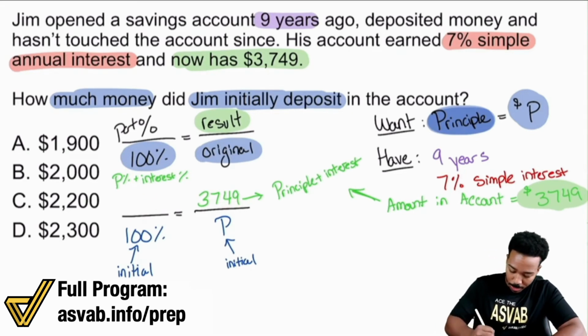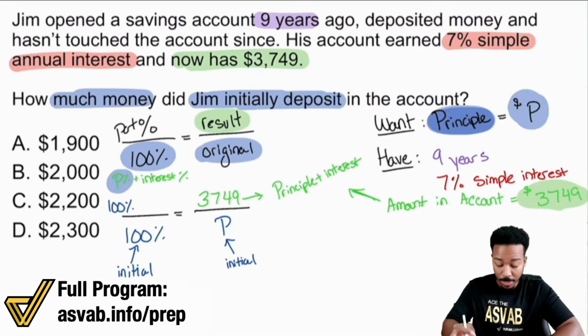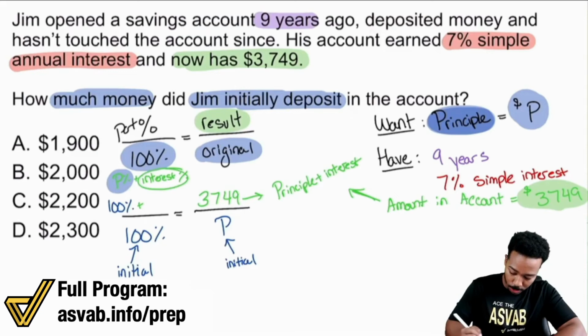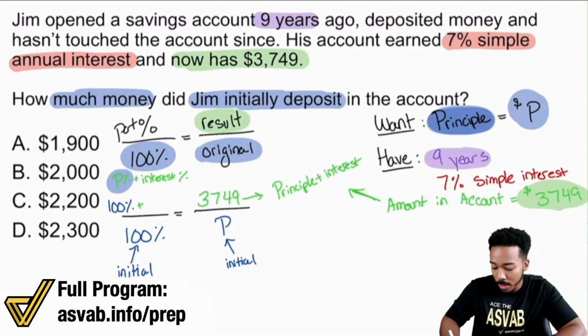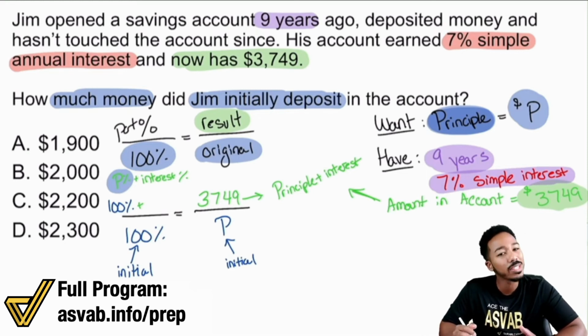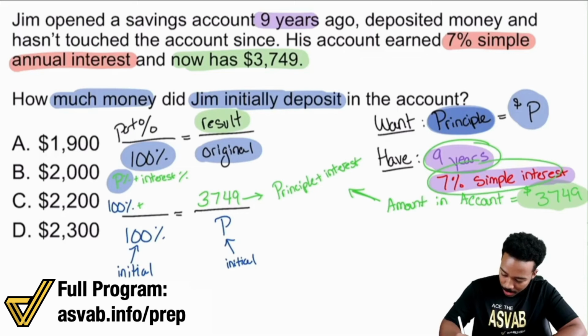Well, nice and easy actually, because the principal's percent is 100%. We said that the principal is the original amount. That's 100%. Now we're going to add on to that the interest percent. How do we get the interest percent? Right over here. Just like we did in the last problem, we had the account for 9 years at a rate of 7% per year. So what's 9 times 7, everybody? 9 times 7 is 63. So 9 times 7 equals 63 total percent interest.